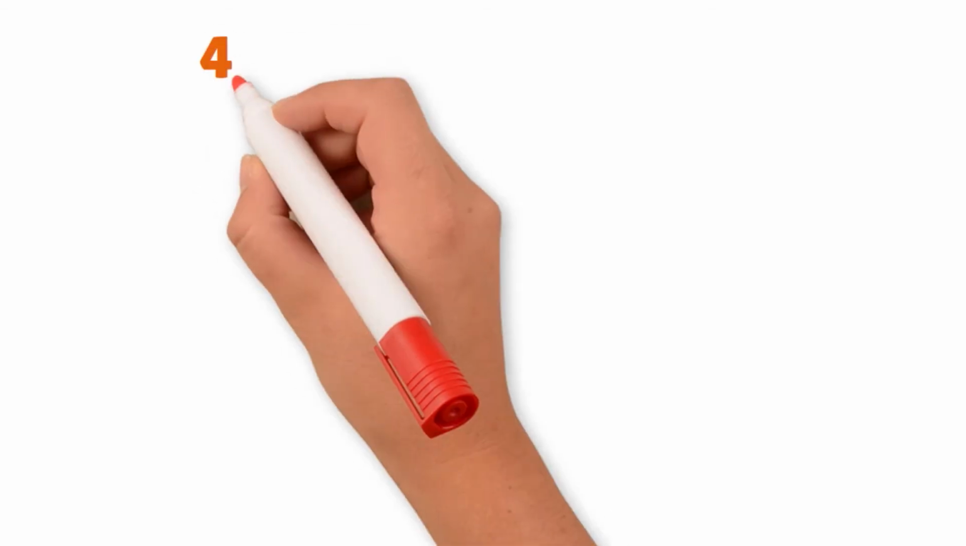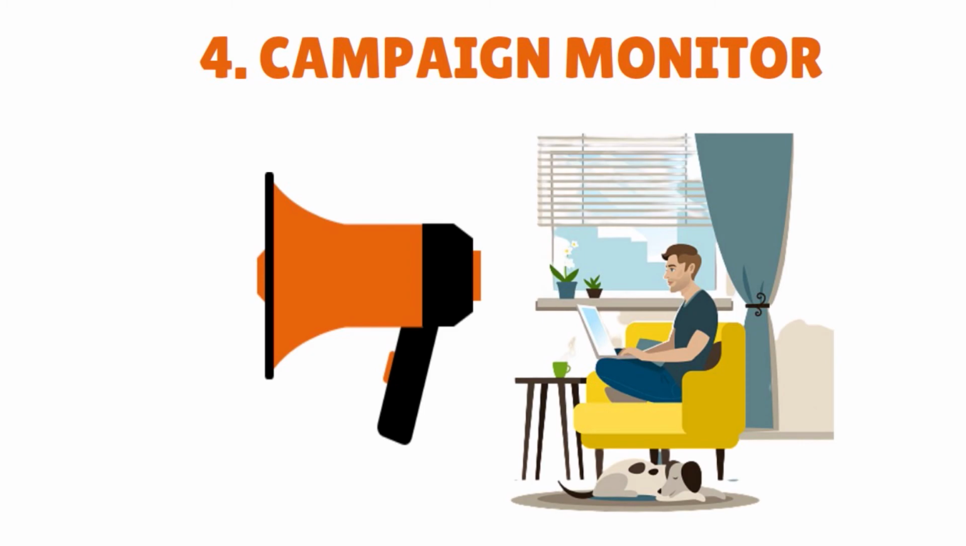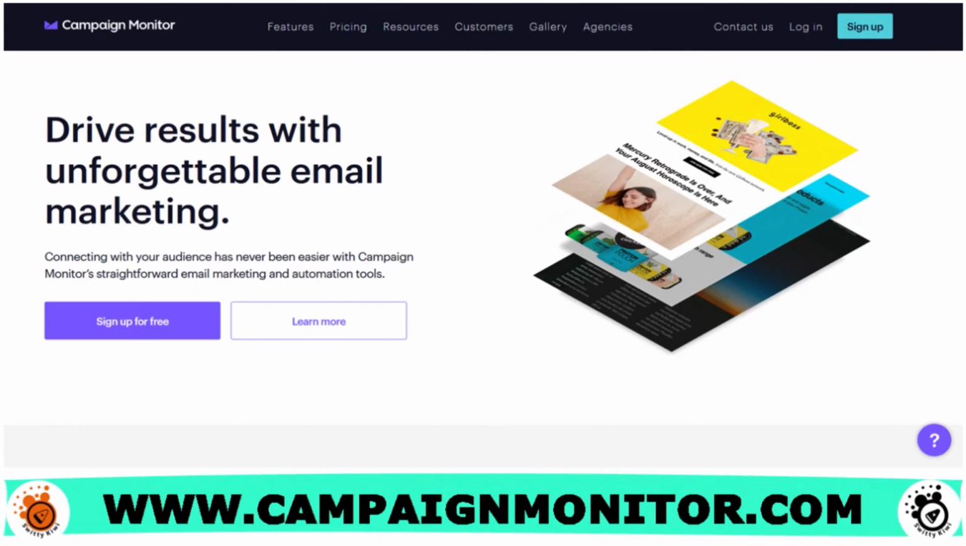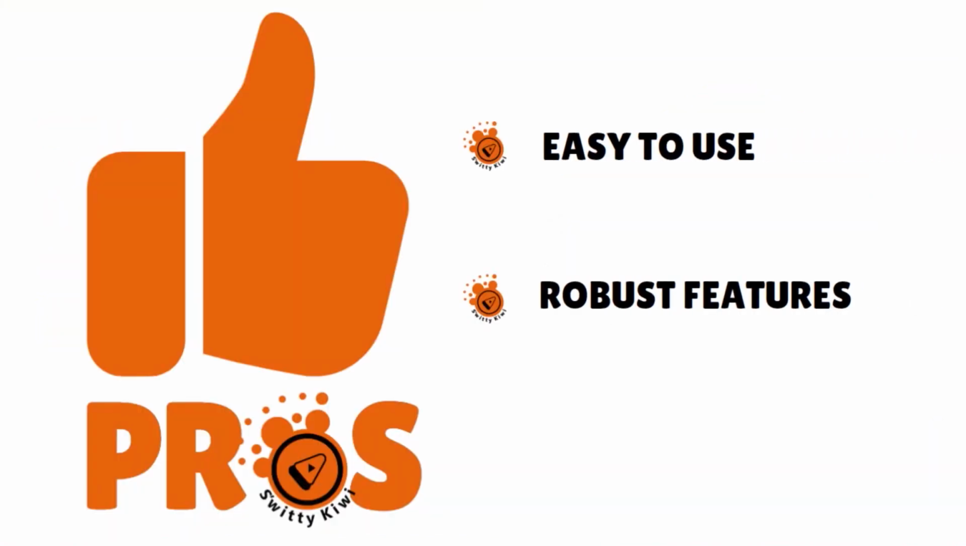I want to talk to you now about Campaign Monitor. This is the fourth and last on our list. They were established in 2004. They're based in San Francisco and they have offices in Sydney. It's very easy to use. They have robust features and they give you the opportunity to do a free trial.